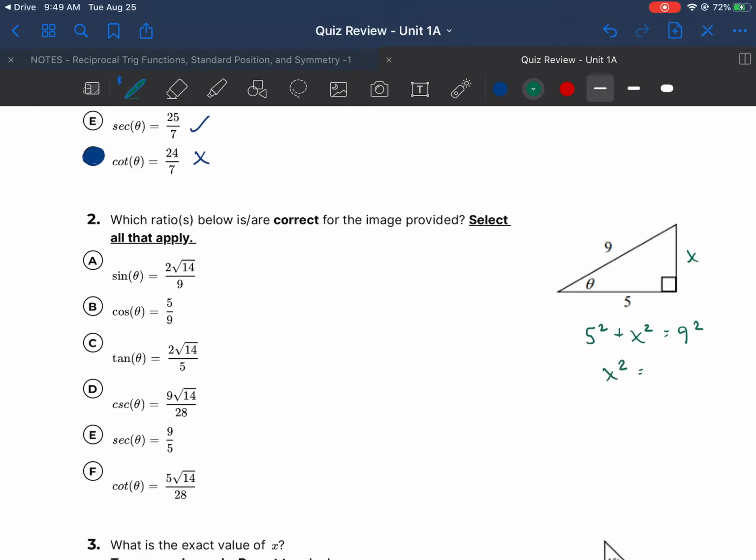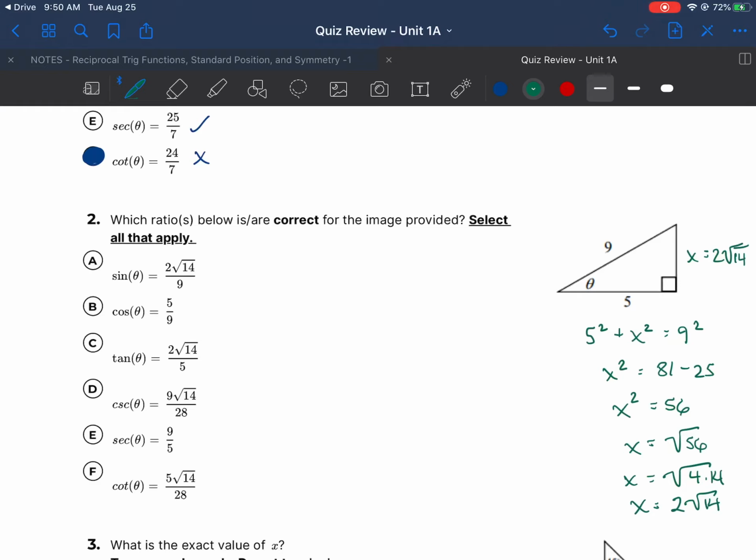So this tells us that x squared is going to be equal to 81 minus 25. 81 minus 25, that's going to be 56. Then we take the square root of both sides, so x is equal to the square root of 56. And doing a little bit of work on the number 56, well, we know that 56 is 4 times 14. And we know that 4 is a perfect square. So x would be equal to 2 square root of 14. Okay, 2 square root of 14 is that leg.